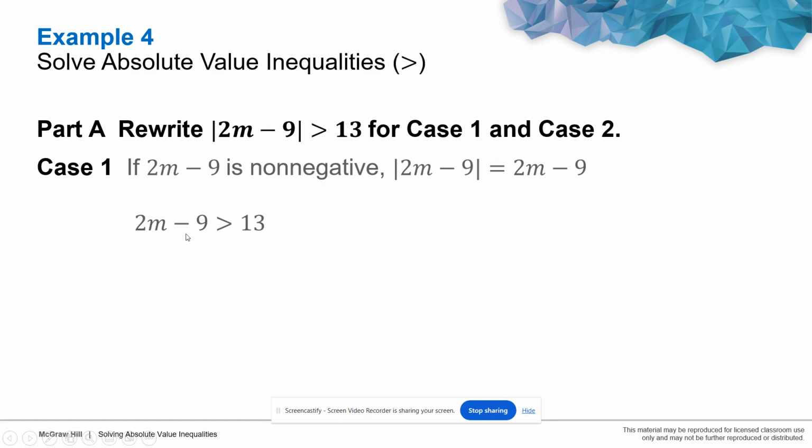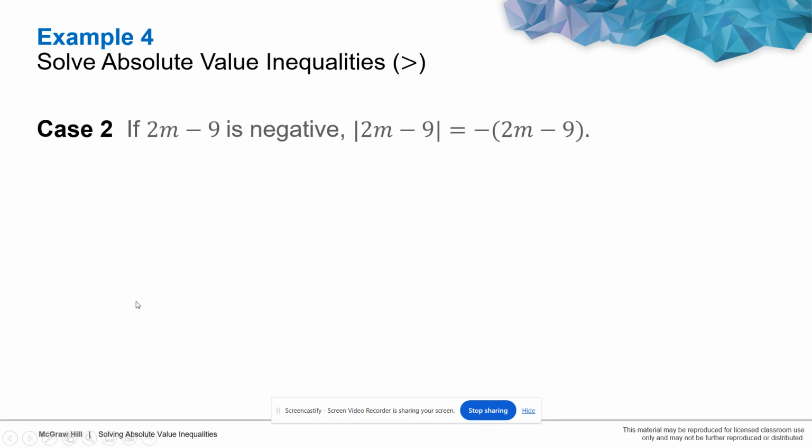To solve for m, I would add 9 to both sides. I would get 2m is greater than 22, and then I would divide both sides by 2 to get m is greater than 11. M is greater than 11. That's case 1. Pretty easy again, right? It's a two-step inequality to solve for a variable.